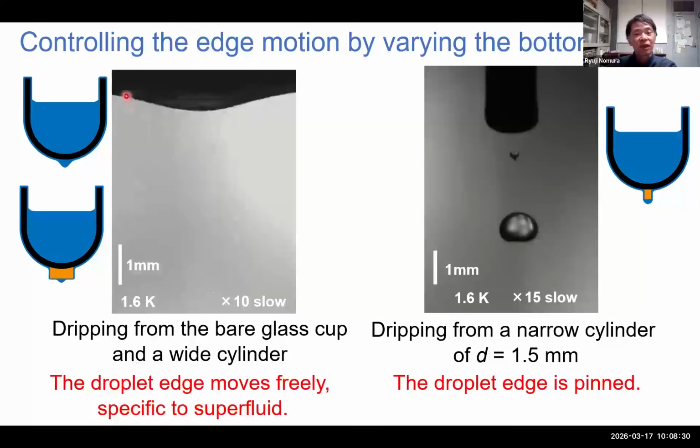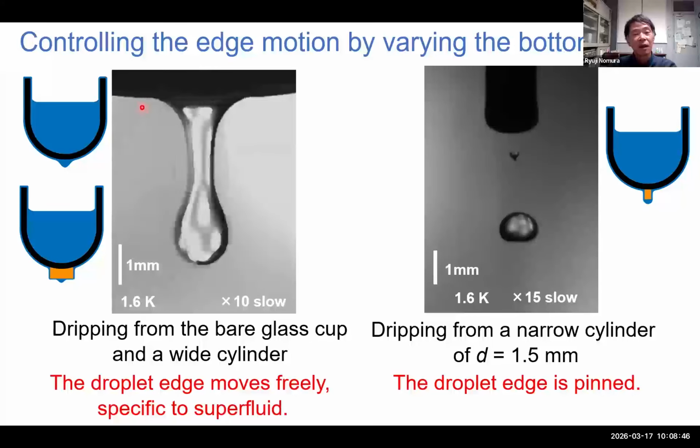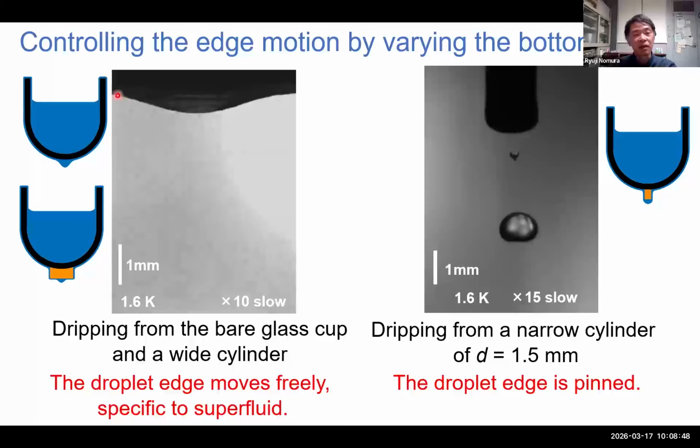This edge moves freely because the cup surface is already coated by the preformed superfluid helium, so it reduces the effect of pinning. Due to the disappearance of pinning, this edge is moving freely. This free edge motion of the droplet is very specific to superfluid. And in this case, we saw several anomalous behaviors.